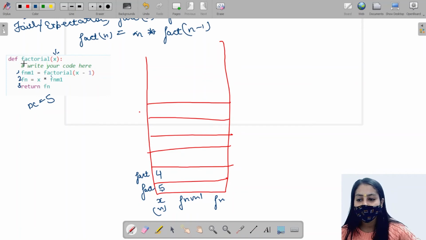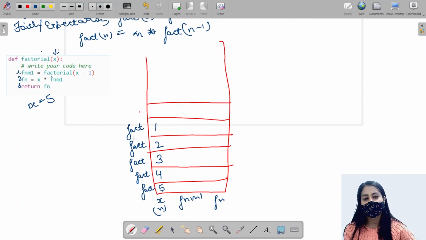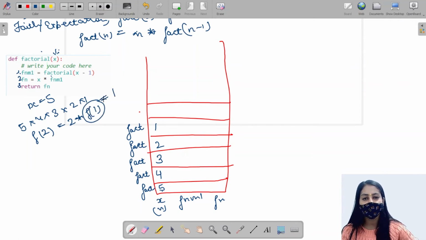Now again factorial of 4 will call the factorial of 3, right, at line number 1. Again the factorial of 3 will call the factorial of 2 at line number 1. Factorial of 2 will call factorial of 1 at line number 1. Now we want 5 into 4 into 3 into 2 into 1. Factorial of 2 is 2 into factorial of 1. Now factorial of 1 is always 1, right?